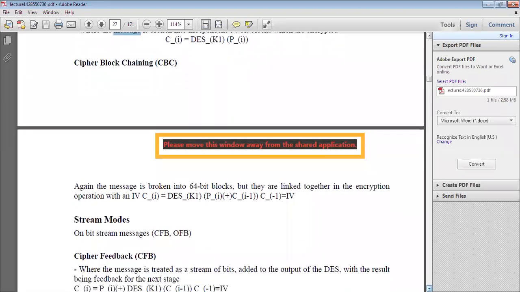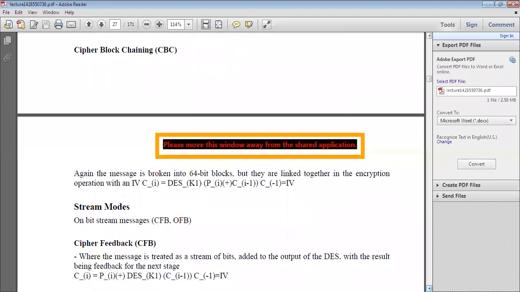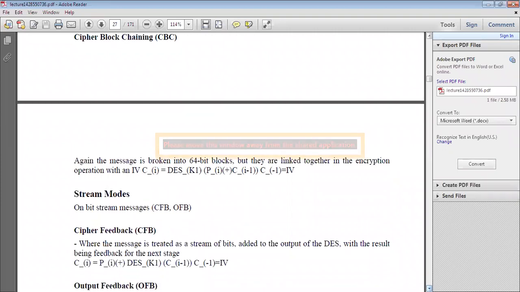In stream mode, you have to use two types of techniques. The entire plain text you have to divide into streams by using the stream mode techniques. That is CFB, cipher feedback, and output feedback. Simply, you can use output feedback and cipher feedback, CFB and OFB.